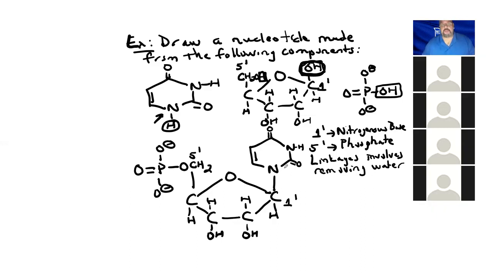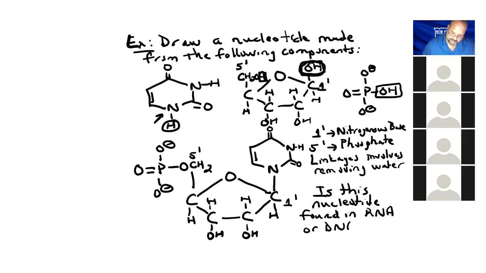Okay. And this would be the nucleotide. Phosphate, correctly connected to sugar, correctly connected to base. Now, one of the other questions that's usually asked is, is this nucleotide found in RNA or DNA?